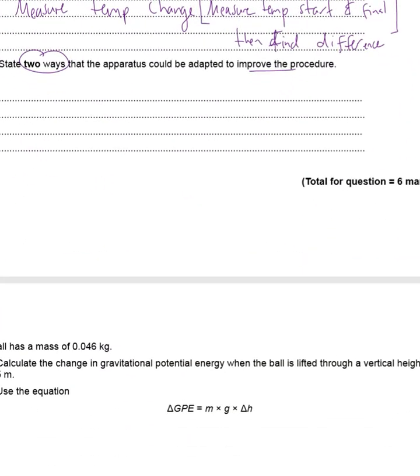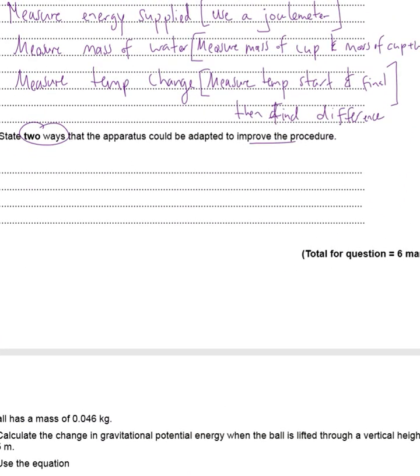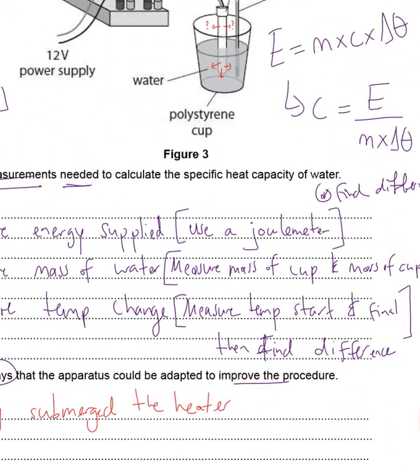We're going to scroll down. We're going to add our points here. And this is the first point. First point would be the following. Okay, we're going to say fully submerge the heater. So this ensures that all the heat is transferred to the water. That's one.